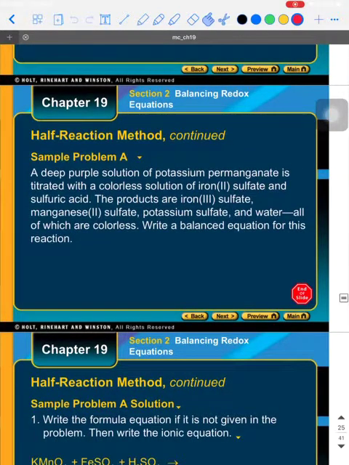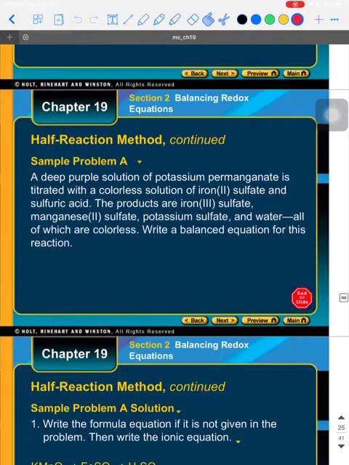Here we go for a sample problem. A deep purple solution of potassium permanganate KMnO4 is titrated with a colorless solution of iron(II) sulfate FeSO4 and sulfuric acid H2SO4. The products are iron(III) sulfate Fe2(SO4)3 and manganese sulfate, potassium sulfate, and water, all of which are colorless. Write the balanced equation for this reaction first of all.